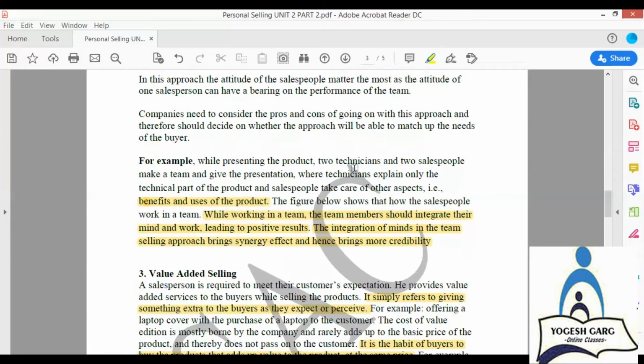While presenting the product, two technicians and two salespeople make a team and give the presentation. Two technicians will give you the technical knowledge, and the salesperson will tell you the benefits. So they will tell you the benefits as well as the uses of the product.